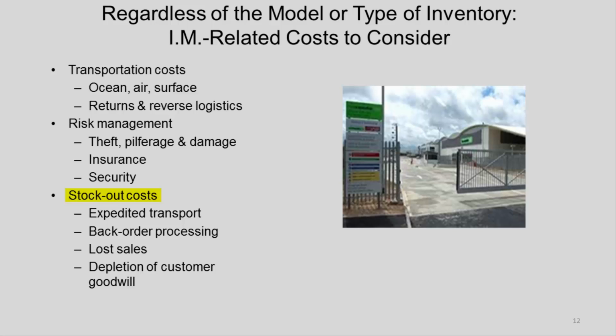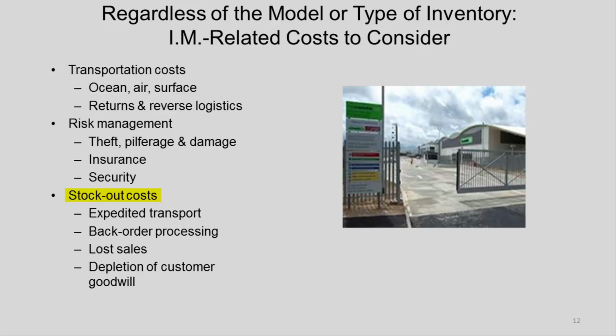Back order processing. We're not able to complete orders immediately. We have to deal with back orders. There's an expense associated with that. One that's probably the most difficult to measure are lost sales. Customers walk into our store, they want to buy a product, they don't find it, they turn around and walk out. That's a stock out cost, and unless the customer says something, almost impossible to identify and calculate.